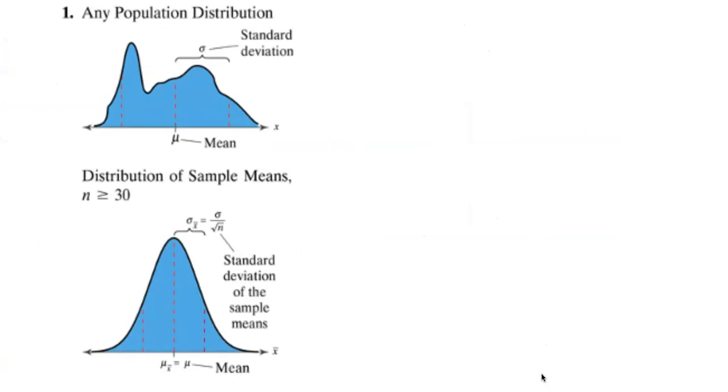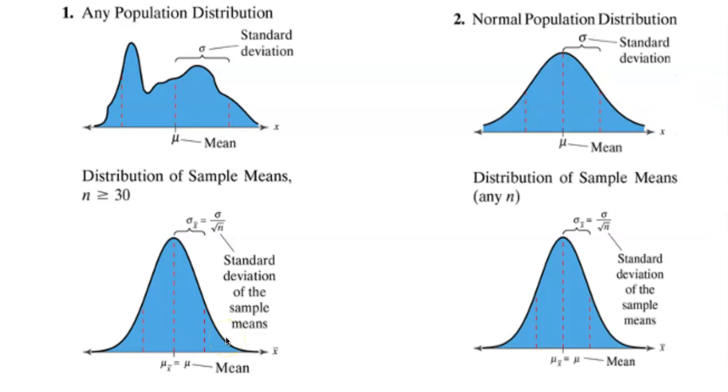Another good picture of the same idea. Now, if you take a look at the population distribution, this one is nowhere near bell-shaped or normally distributed, right? But if you take a sample size of n greater than or equal to 30 and make a distribution of those sample means, then what we know is that distribution will be normally distributed. But then the condition is what? n has to be greater than or equal to 30.